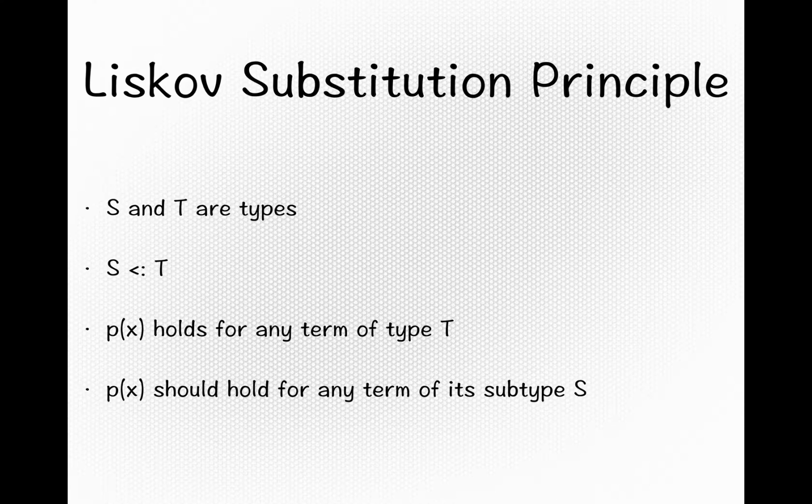So the principle itself is very easy and very straightforward if you think in terms of sets. S and T are types, so basically sets of possible values. And you have some P, some predicate that holds for any term of type T. So for all elements of set T, P holds. And then basically we want to say that P should hold for any term of a subtype. And it makes perfect sense, because if you have a set, and if you can prove that for all elements of that set something holds, then obviously this holds for anything that is a subset of T. And that subset is then called a subtype.